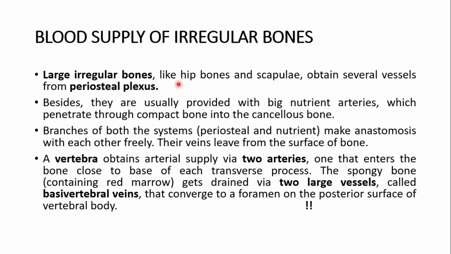A vertebra obtains arterial supply via two arteries, one that enters the bone close to the base of each transverse process. The spongy bone containing red marrow gets drained via two large vessels called the basivertebral veins that converge to a foramen on the posterior surface of the vertebral body.